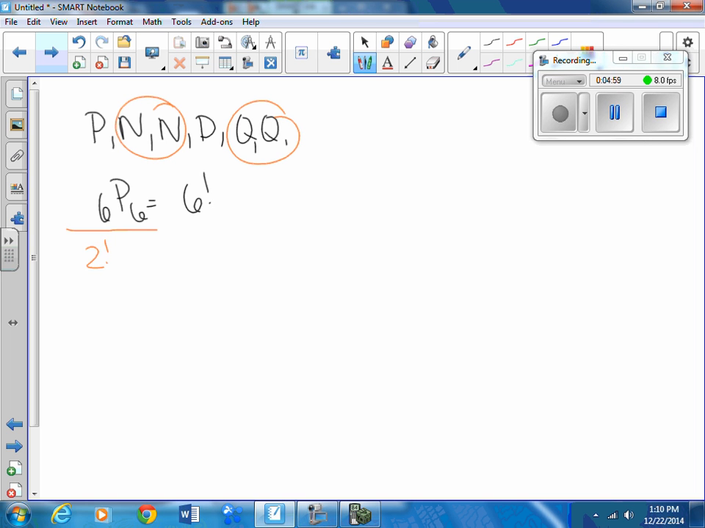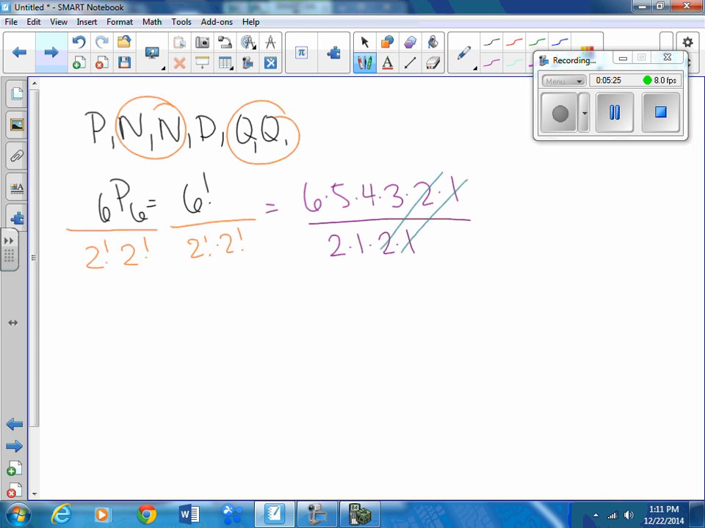So I've got to have 2 factorial for the nickels, and I have to have 2 factorial for the quarters. So it's for every group of repeats that you have. This is really going to be over 2 factorial times 2 factorial, and this is going to cancel, cancel. Then if you want, you could leave this all over 2, or you could say 2 goes into 4 twice, so then you're left with 6 times 5 times 2 times 3, and in that case, you get 180.